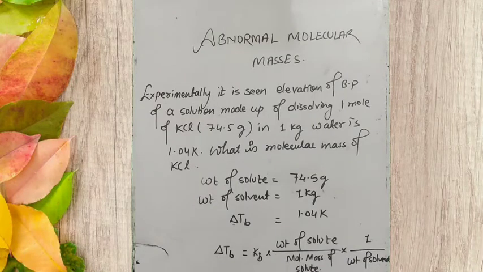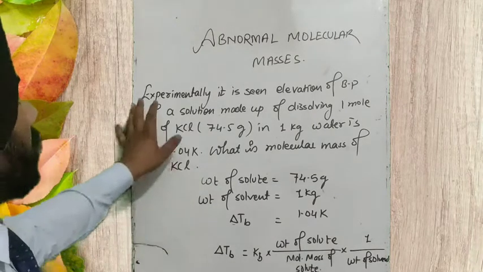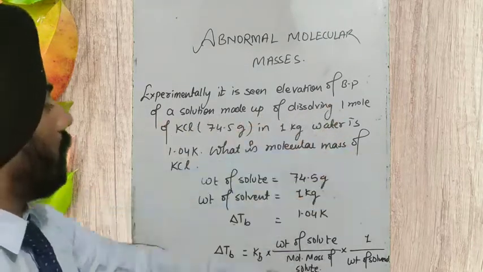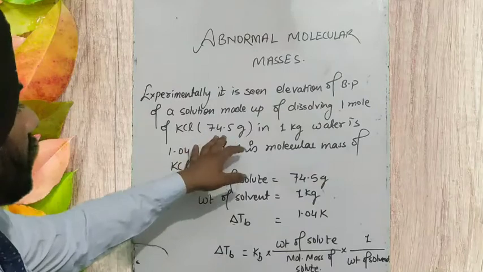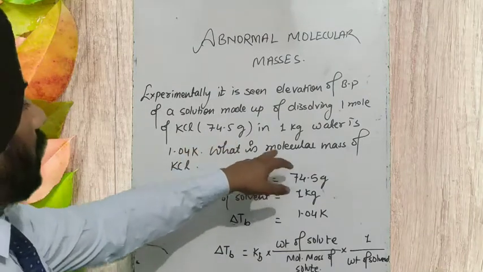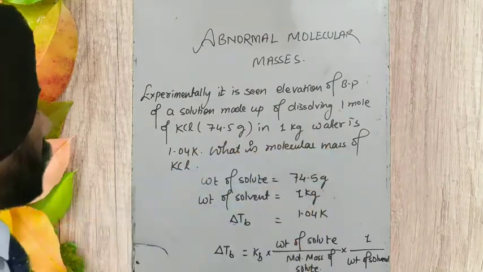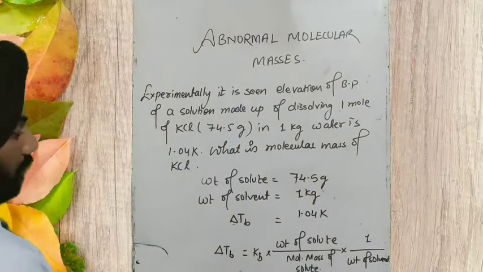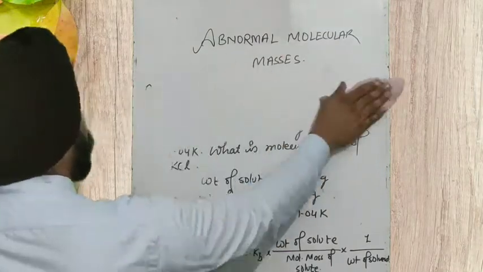Everybody has to write this question. Experimentally it is seen that the elevation of boiling point of a solution made up of dissolving 1 mole of KCl, that is 74.5 gram of KCl, in 1 kilogram water is 1.04 Kelvin. What is the molecular mass of KCl? This is the question we have now. I am going to remove it.